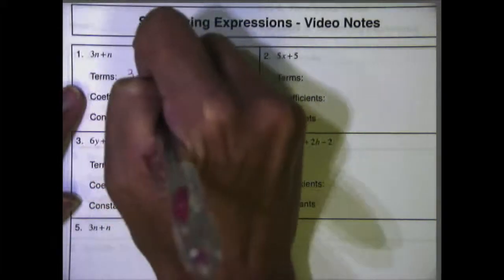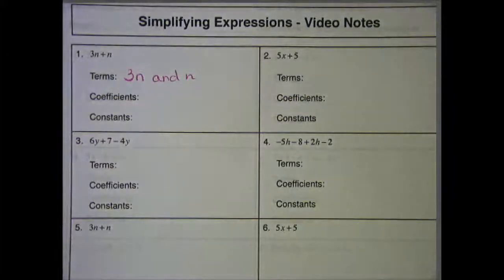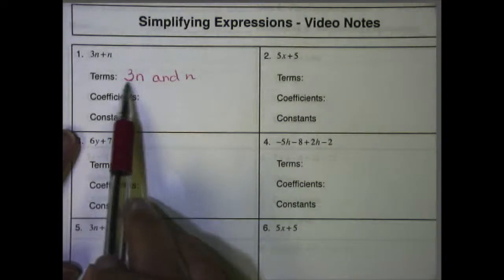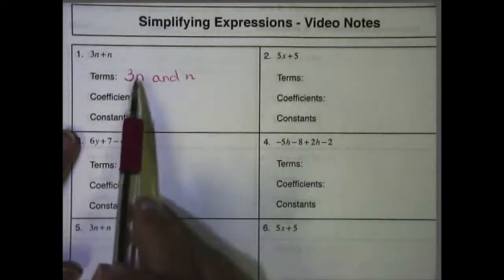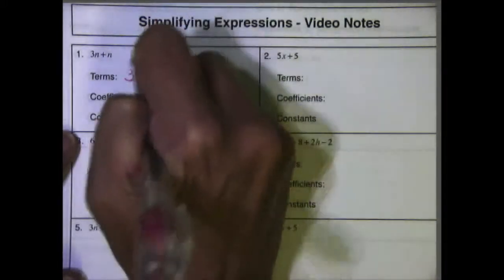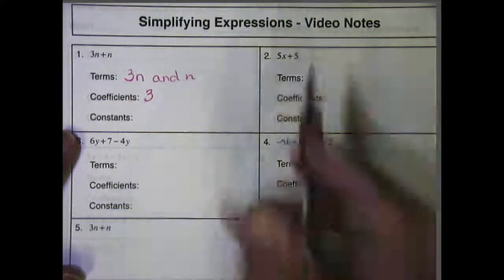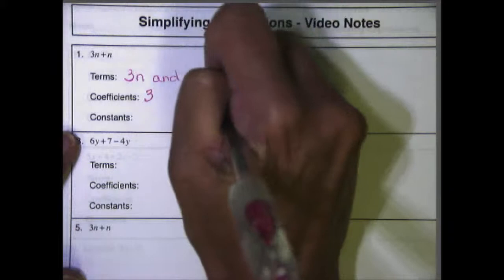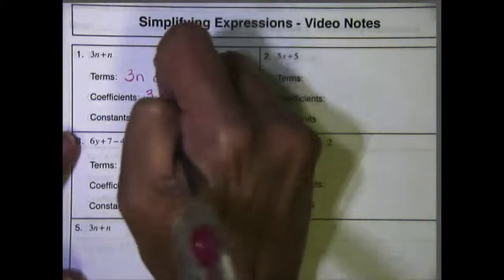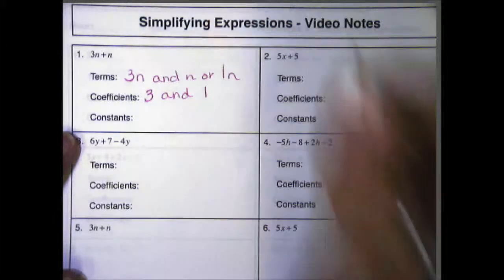Well, the terms here, there are two. The terms are 3n and n. Coefficients. Remember that coefficients are the number that comes before a variable. So in a term that has a variable, like these two, 3n and n, it's the number that comes before the variable. So the coefficient of 3n is 3. The coefficient of n, remember that n is the same as 1n, so the coefficient of n is 1.